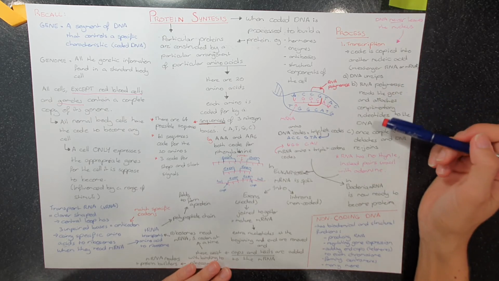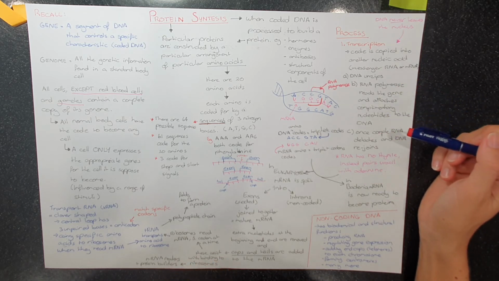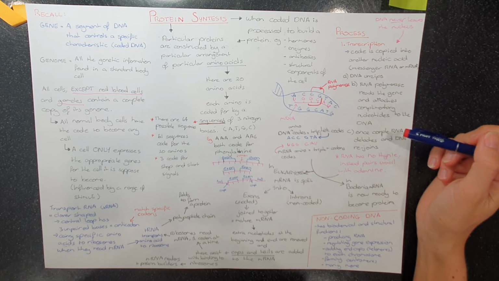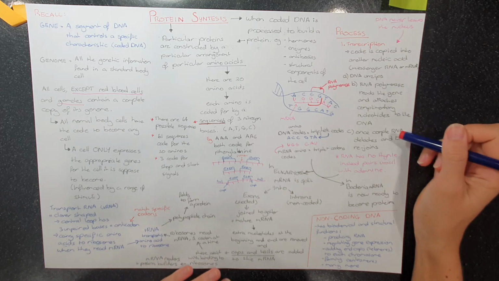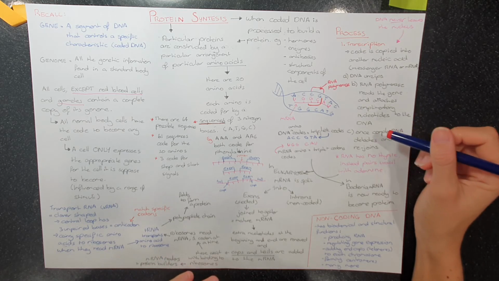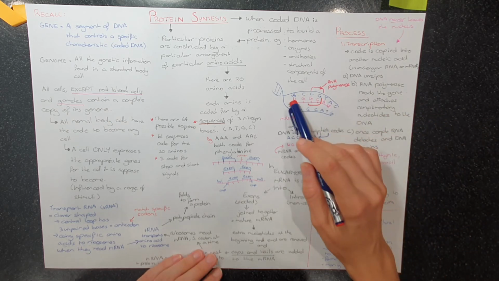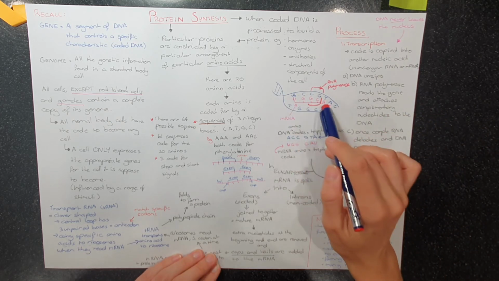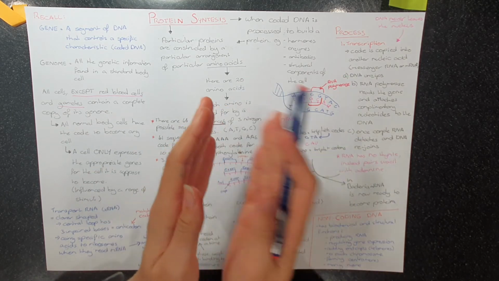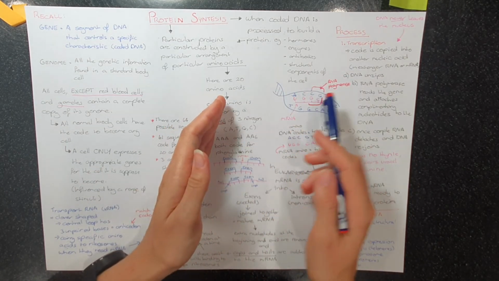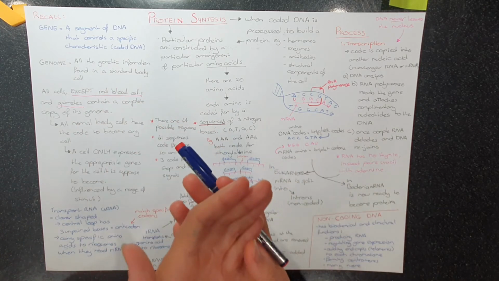Okay, so once the RNA is complete, it will detach from the DNA, and the DNA will then rejoin back together. Once the mRNA has been fully made, it will detach from that template strand, and then the two DNA strands will rejoin.